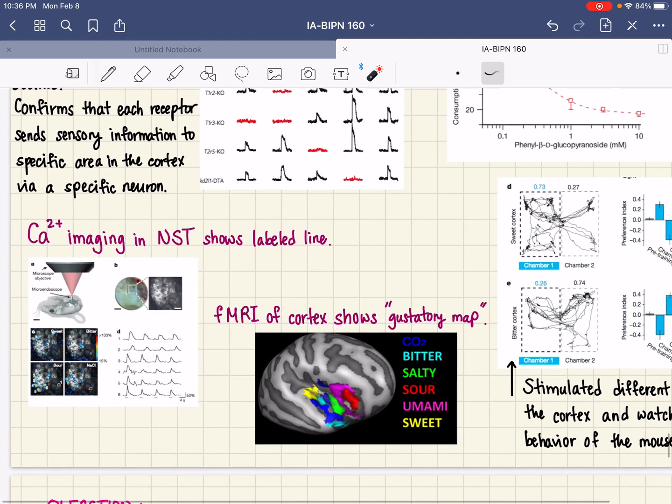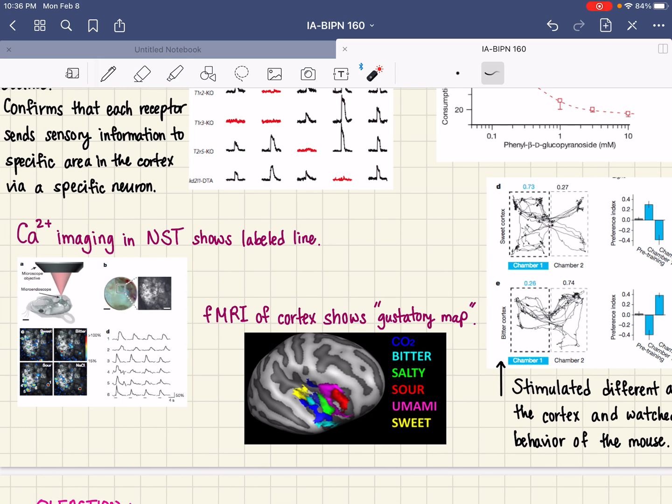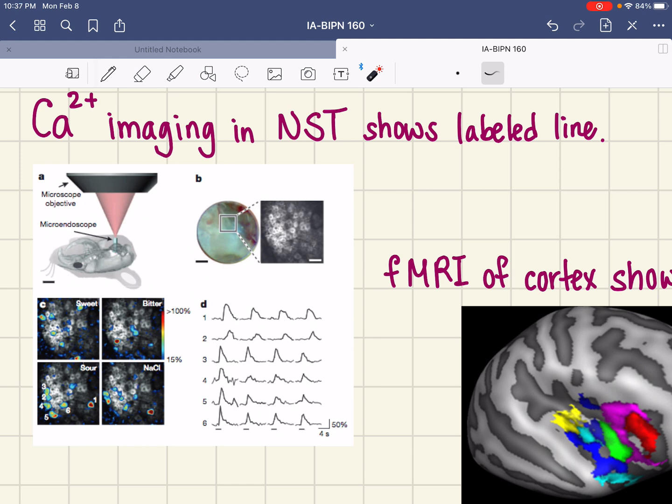There were a couple of imaging studies that they did. For example, in this study, I pulled it from the lecture notes, they used calcium imaging in the nucleus of the solitary tract to show that indeed in the solitary tract there are different distinct areas where different types of tastes are being sensed. Okay.